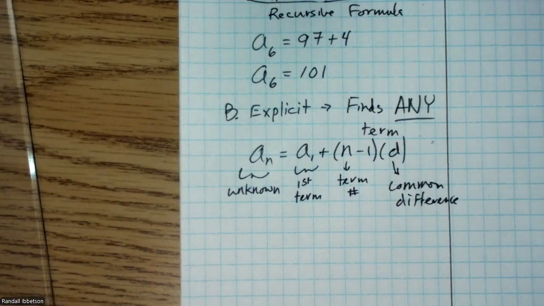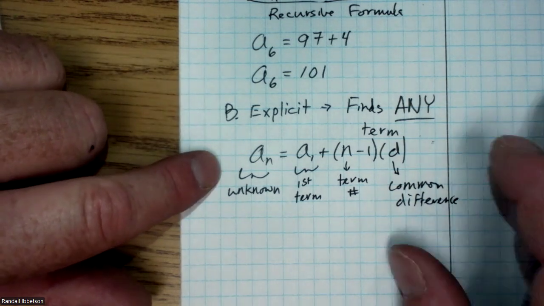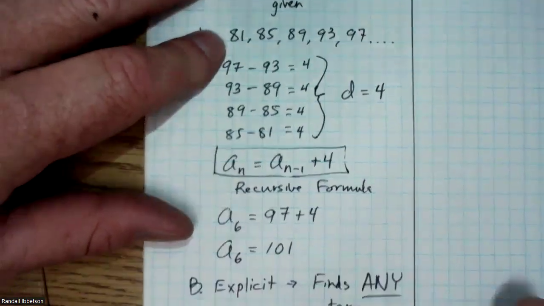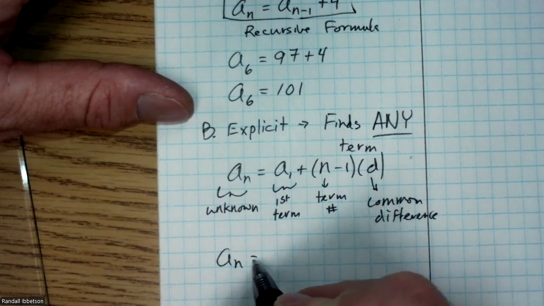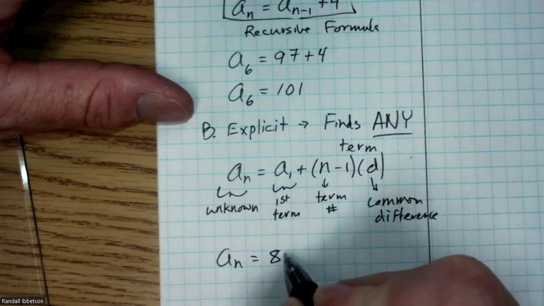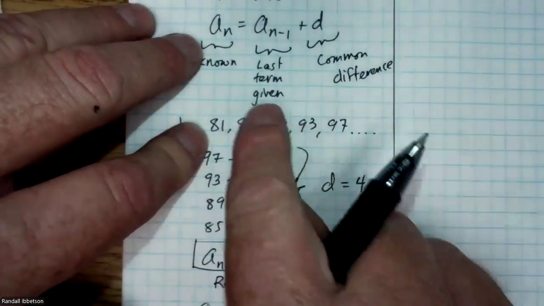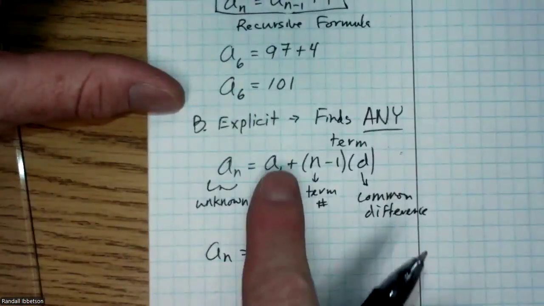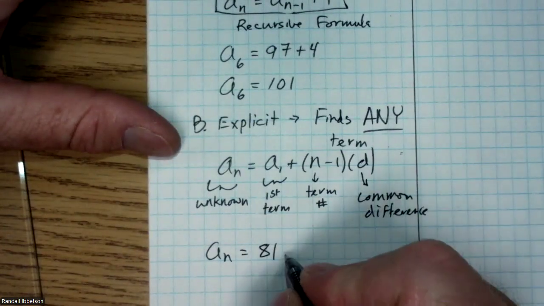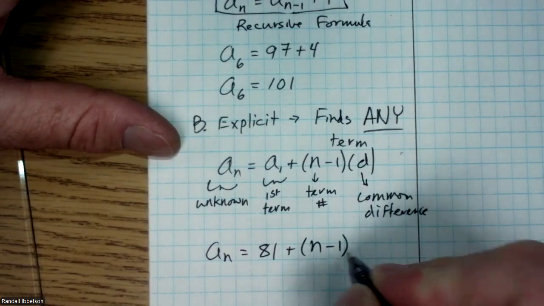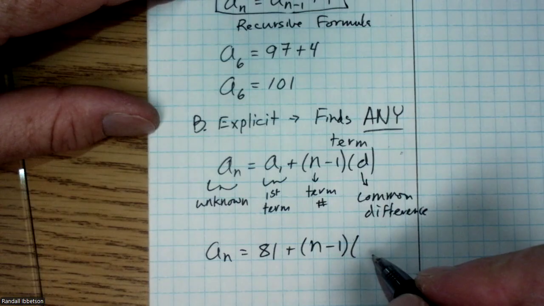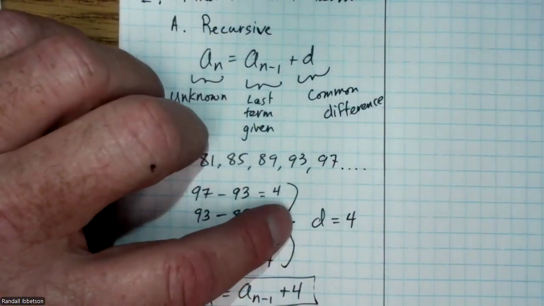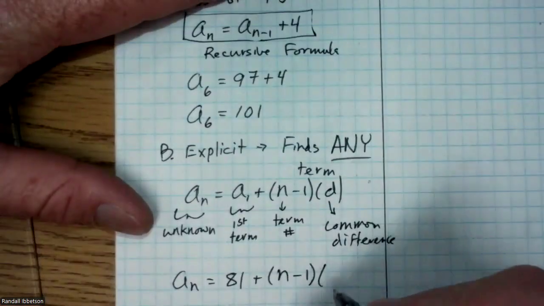So how do these get used? We can find the explicit formula for that same sequence right up there. If any term can be found, we know the first term. It's 81. Remember, right up here, 81 was the first term. I replace a sub 1 with 81 plus n minus 1 times the common difference, d, and we already know that because we found it right up here. Recursively, we found the common difference.